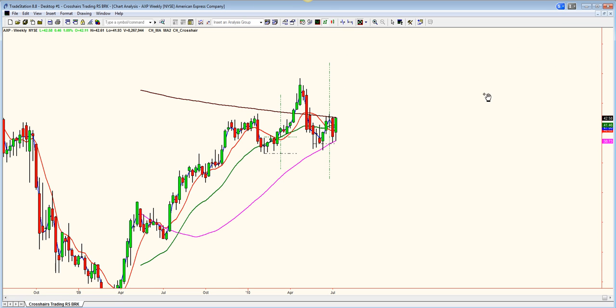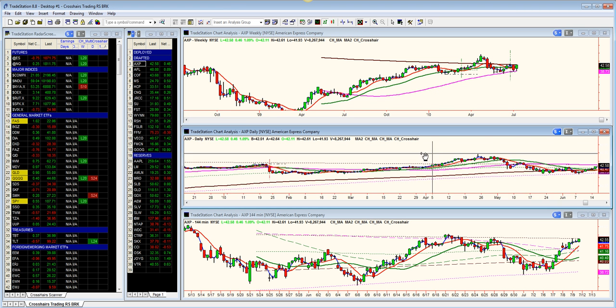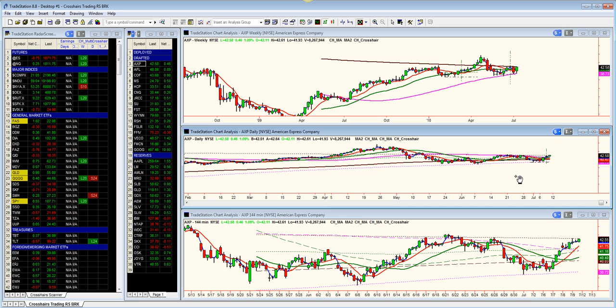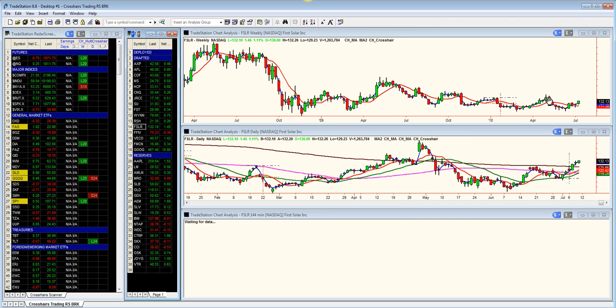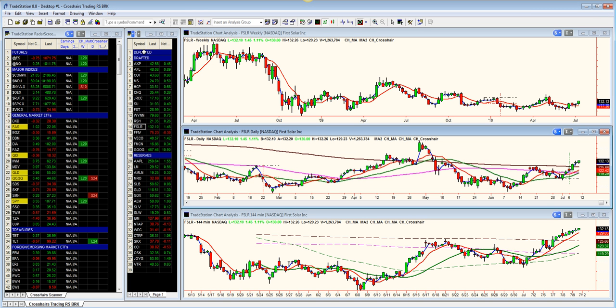It's also recently fired a crosshair on the weekly chart. So we have a crosshair on the weekly and the daily forming right now, and that is a bullish crosshair. So those are drafted. However, there are certain other things that we look at before we determine whether or not it's a high probability trade. FSLR, for instance, is one that has fired also.